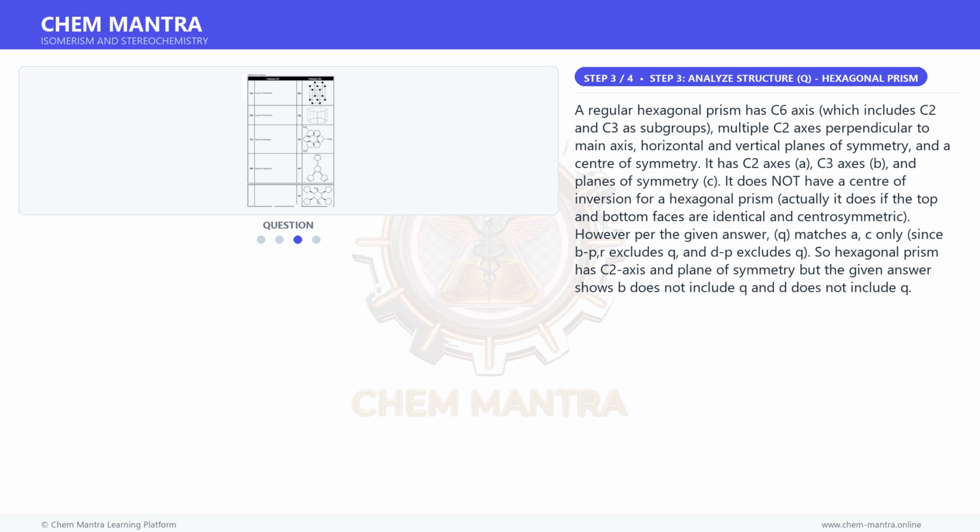Actually, it does if the top and bottom faces are identical and centrosymmetric. However, per the given answer, Q matches A, C only, since B, P, R excludes Q, and D, P excludes Q. So the hexagonal prism has C2 axis and plane of symmetry, but the given answer shows B does not include Q and D does not include Q.